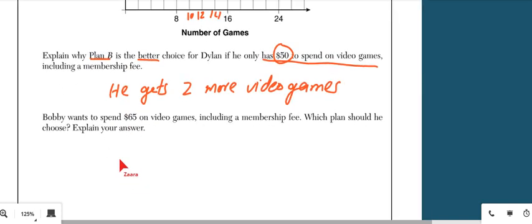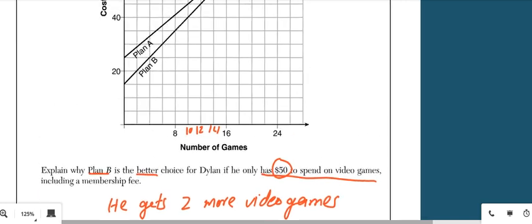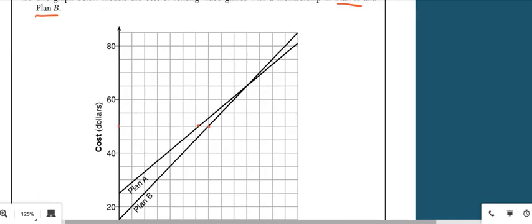Okay. In the next question, Bobby wants to spend $65 on video games, including a membership fee. Which plan should he choose? And explain your answer. So we have to look for $65. So this is 80, this is 70, and this is 65, right? So if I extend this line to this point, I will get this point. So now you can see both plans intersect, right?